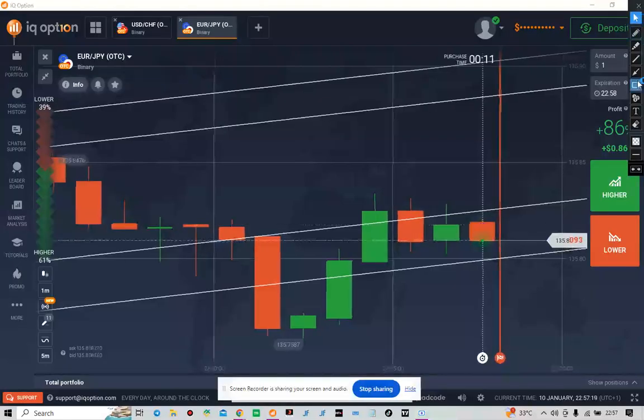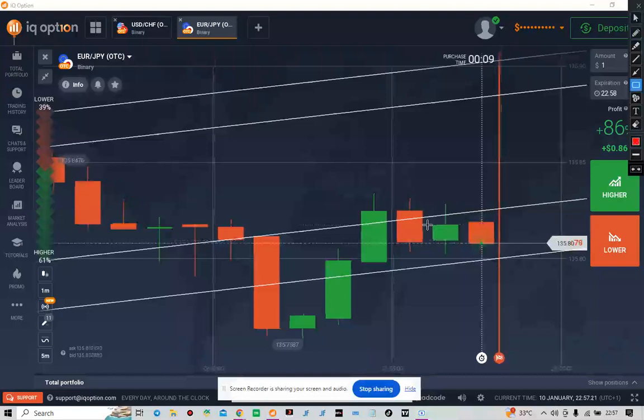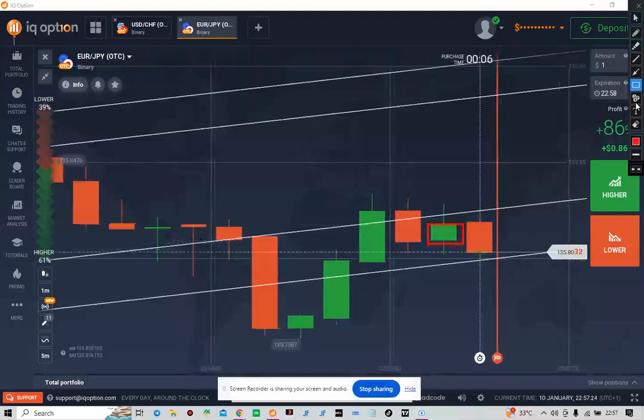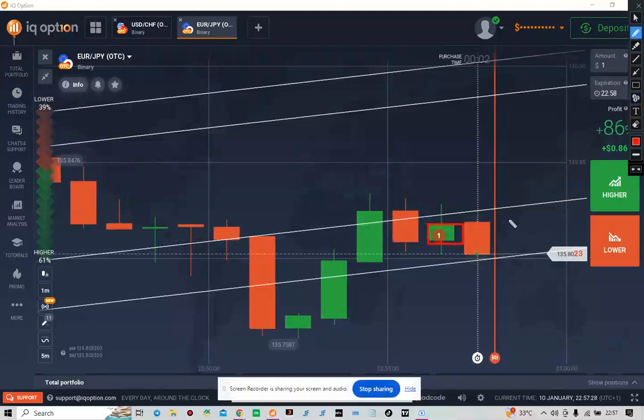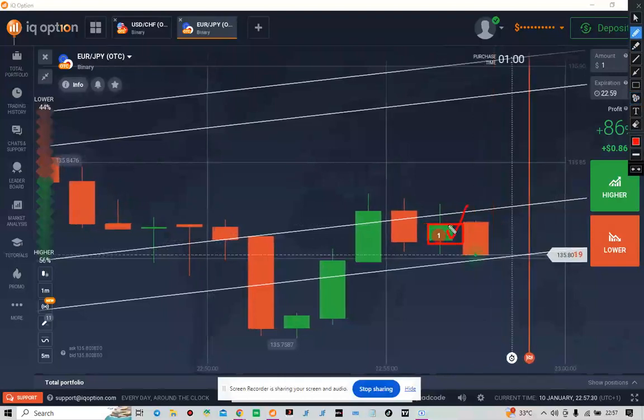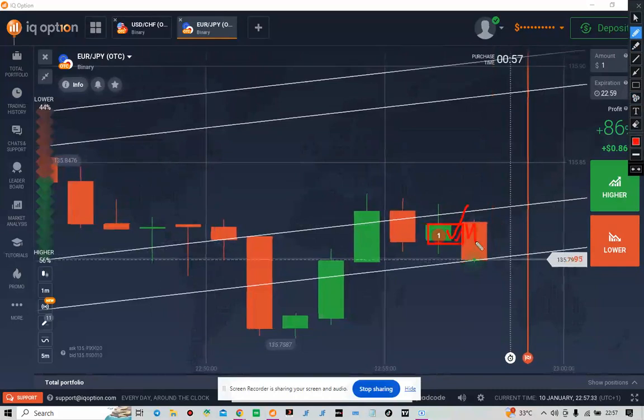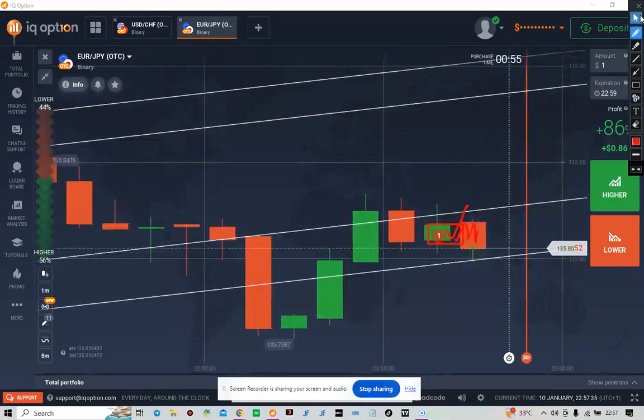As you can see, the candle formed a green candle. So we have already won this trade. The candle formed a green candle, but sellers entered again on the next market.